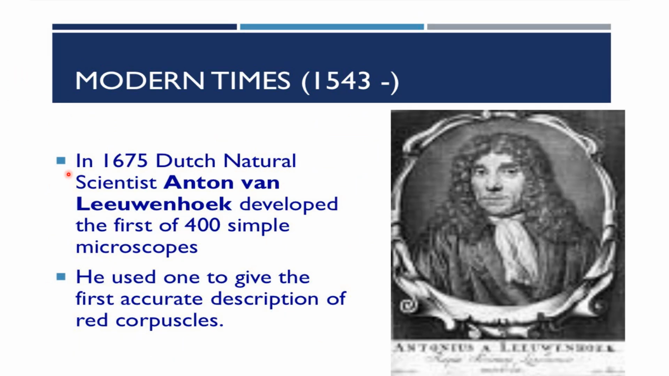Then we move to the Netherlands, the Dutch. There was a Dutch natural scientist by name Anton van Leeuwenhoek in 1675. He developed the first of the 400 simple microscopes, and he used one to give the first accurate description of red corpuscles. Anton van Leeuwenhoek.